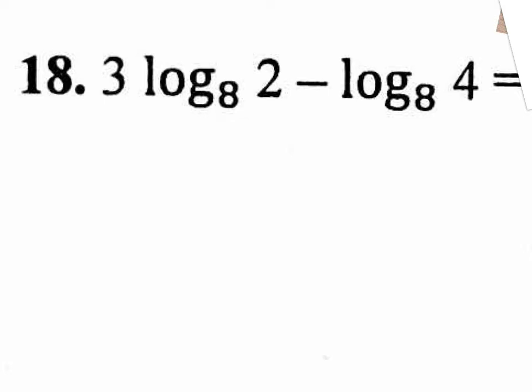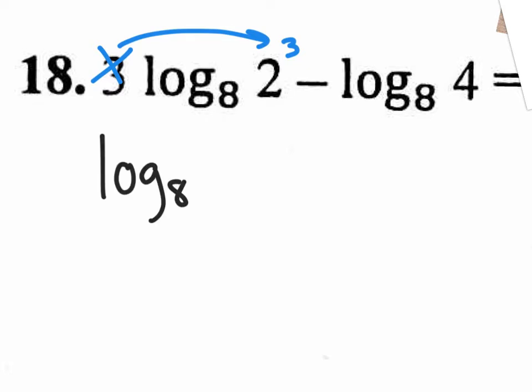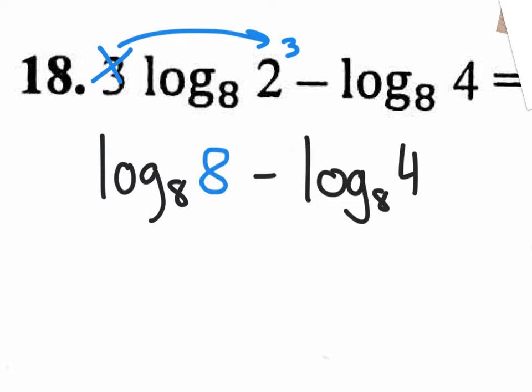Let's condense. What properties could I apply to condense it, to make it smaller? Power property, absolutely. I want to take this 3, raise it up to be the power of the 2. So the 3 is going to really become 2 to the 3rd, right? So this is no longer there anymore. Let me rewrite it. Log base 8, and instead of writing 2 to the 3rd, what should I write? What's 2 to the 3rd? 8. Bring down the log base 8 of 4, and actually this becomes a pretty easy problem here.